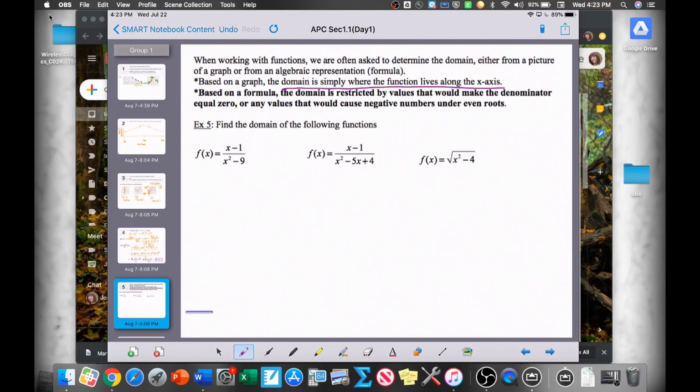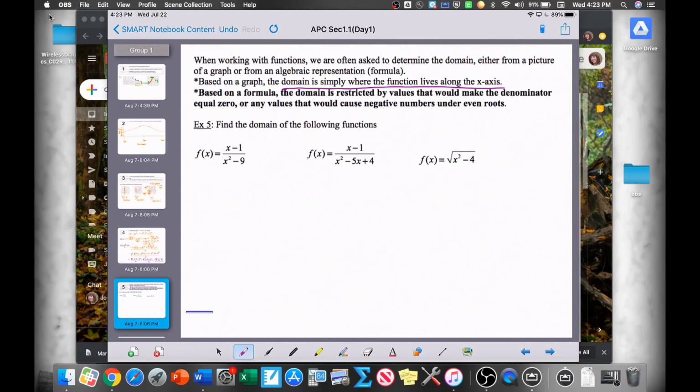So based on a formula, your domain has to be restricted anything that would make your denominator equal 0, or any values, if you have an even root, any values that would cause negative numbers under an even root, those are going to be problems for us when we consider our domain. And since we want to keep our function a function, and we want to keep things real, then we have to clearly state these are the x values that we can have, and these are the x values that we can't have. Okay, so let's take a look at the first one.